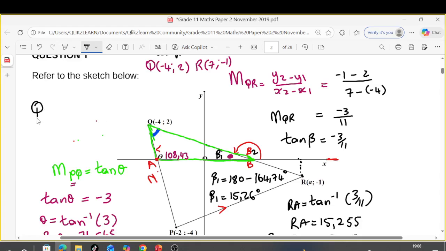Now angle Q will come from the sum of angles in a triangle. Angle Q will be 180, because the sum of angles in a triangle adds up to 180. So this will be 180 minus this angle here, which is 108.43, and we also need to minus 15.26. If we add these angles, we need to get 180. Therefore, what is angle Q equal to?